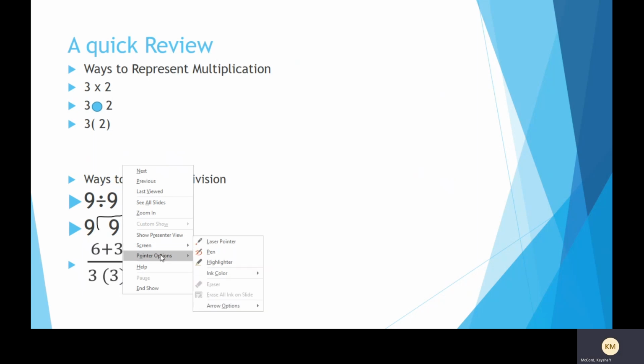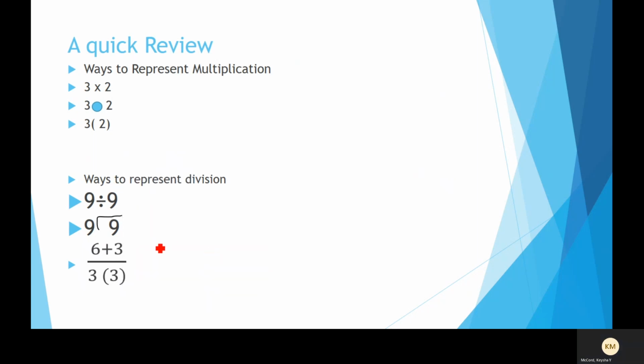6 plus 3 is 9. Draw my line. And then remember, I have to do what's on the bottom and I have to do what's on the top before I do any dividing. And 3 times 3 is going to be 9. So 9 divided by 9 is going to be 1. Okay? So these are the ways that we represent multiplication and division. If you get stuck in your assignment, I would come back to this video and review.